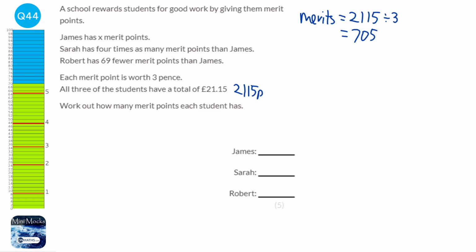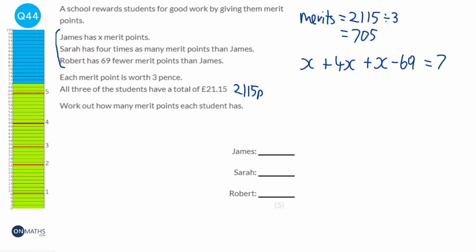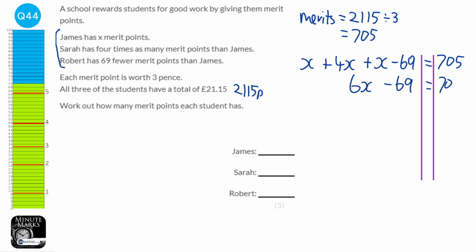Next, have a look at the question here, this part where it says James has x merit points. Sarah has 4 times as many points as James, so she's going to have 4x. Robert has 69 fewer merit points than James, so he's going to have x minus 69. And we know that that equals 705 because we've just worked that out. And this feels like a solving coming on. So we've got x plus 4x plus x, which is 6x, minus 69 equals 705. And we're going to add 69 to both sides.